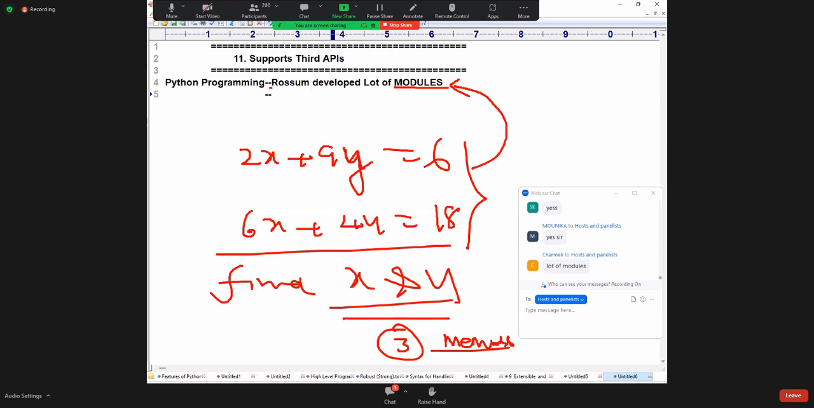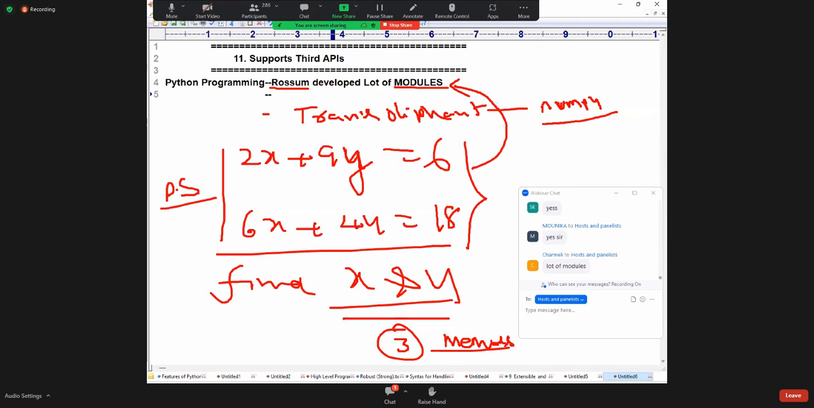by using the modules provided by whom? Rossum. Rossum did not provide any modules for linear equations, but in data science, these are very, very important. So how do you deal with this kind of thing? Definitely, some persons like Travis Oliphant developed a module called NumPy. Module called what? NumPy. Stands for your favorite answer, Numerical Python.